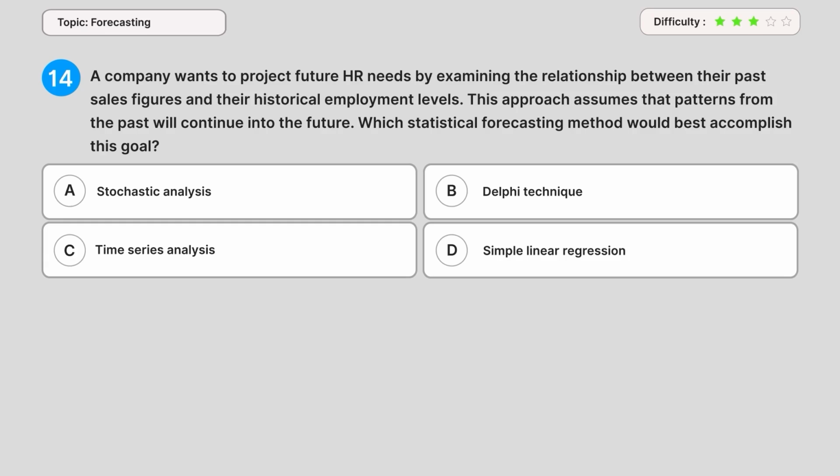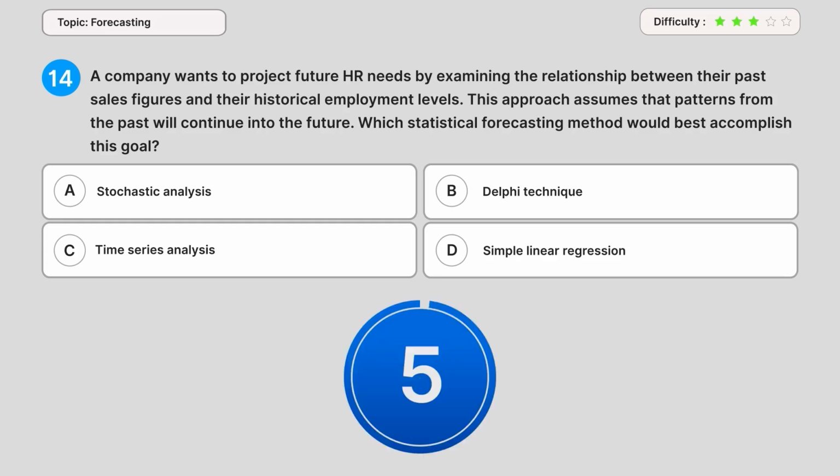and their historical employment levels. This approach assumes that patterns from the past will continue into the future. Which statistical forecasting method would best accomplish this goal? A. Stochastic analysis. B. Delphi technique. C. Time series analysis. D. Simple linear regression. What do you think is the answer?